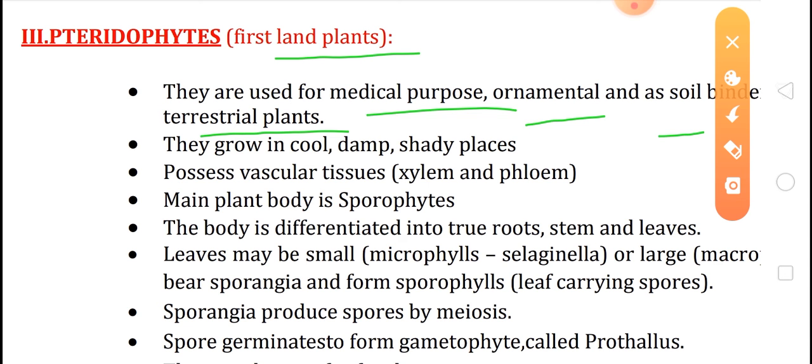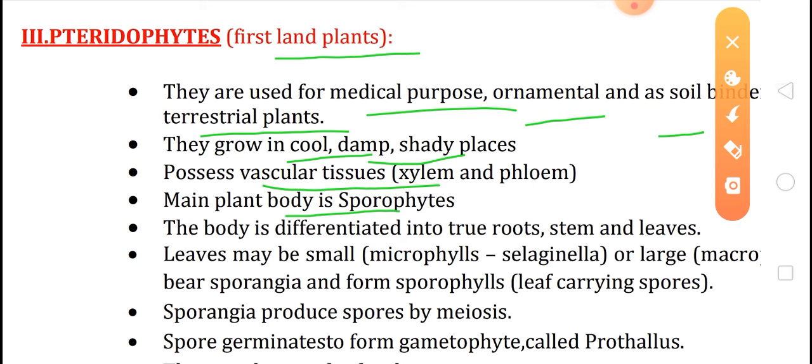Pteridophytes possess vascular tissues, that is xylem and phloem. These vascular tissues are not found in bryophytes and thallophyta. The function of vascular tissue is the transport of food and water. In pteridophytes the main plant body is the sporophyte.